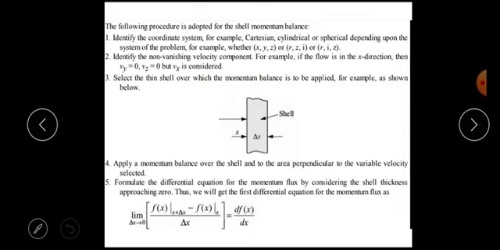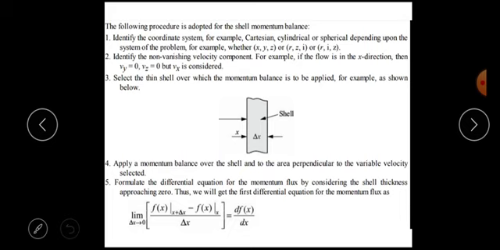The first step is to identify the coordinate system. Which coordinate system is used to solve the problem which is given in the statement? So it can be Cartesian coordinate system, it can be cylindrical, or it can be spherical coordinate system. The second step is identify the non-vanishing velocity component. For example, if the fluid is moving in x direction, then velocity in x direction is not equal to 0, but velocity in y direction and z direction is 0.